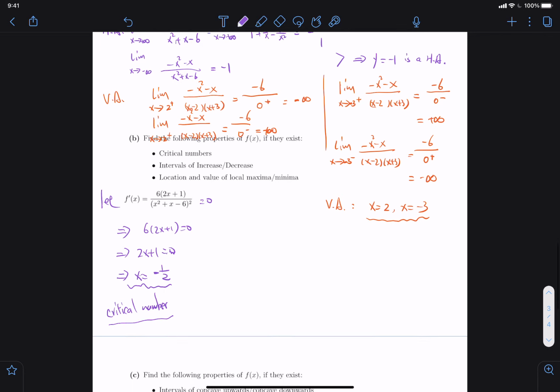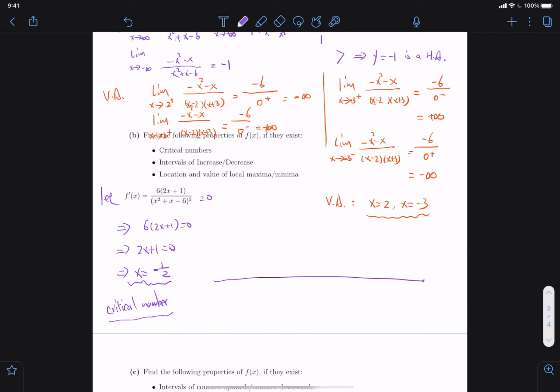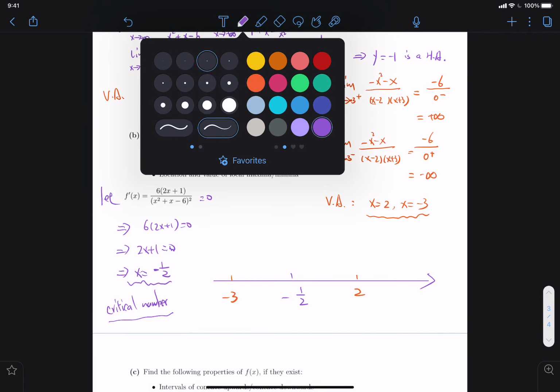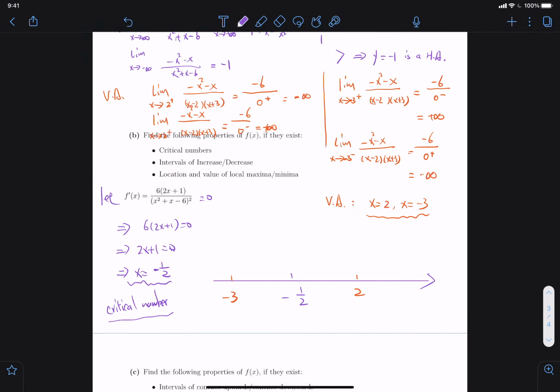And after that, we're gonna draw our number line and place all these numbers on the number line. Negative 1 over 2, and also these 2 points that are not in our domain. So that is 2 and this is negative 3. We also need them. And then we're gonna check the sign of the derivative.